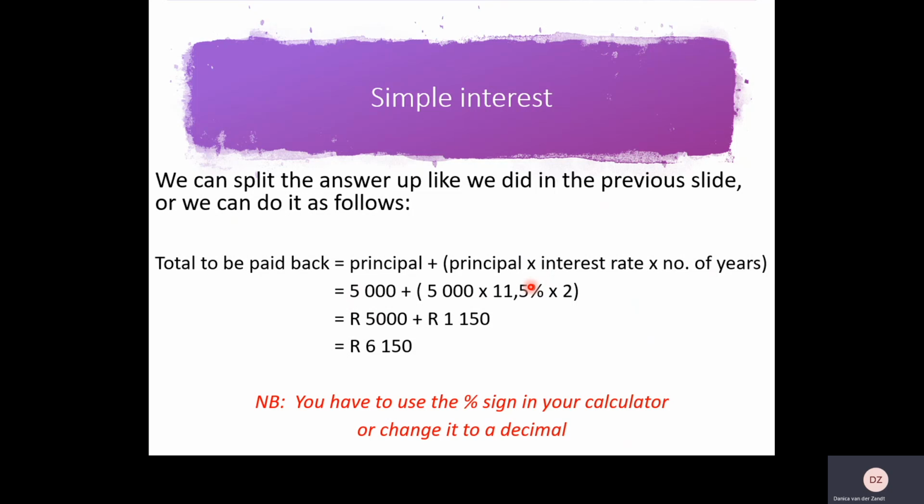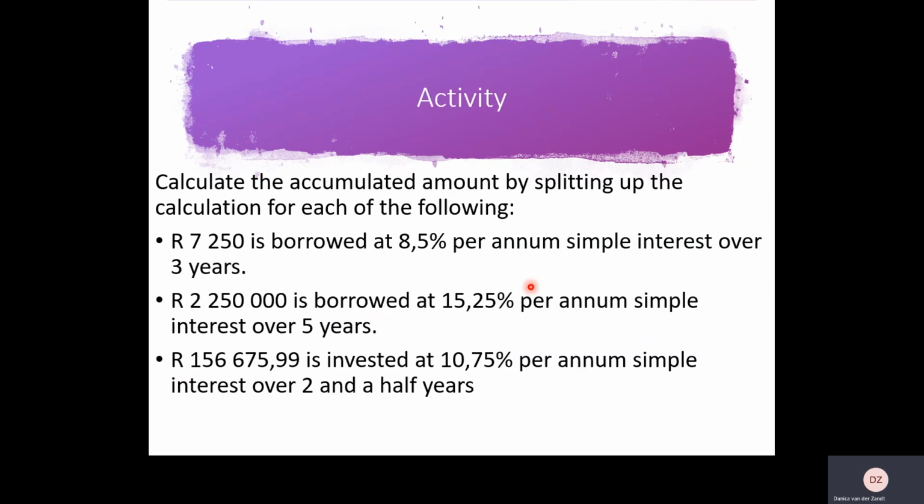So we are going to start with our activity for calculating simple interest. There are 3 activities. We'll work through the first one together, but the second and third one you are going to do by yourselves. It says there, calculate the amount by splitting up the calculation. So you have to split: calculate the interest by itself and then add it to your principal. We're going to do this first one together.